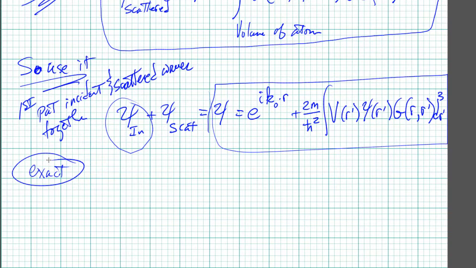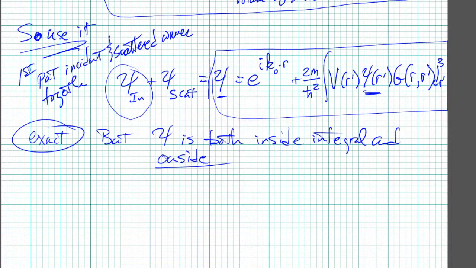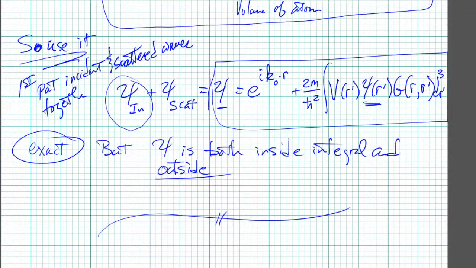But there's a problem. The problem is we have psi here and we have psi here. So what do we do? Well, what we need to do now is what's called the first Born approximation. But I'm going to stop right here, and we'll do that in the next short video.